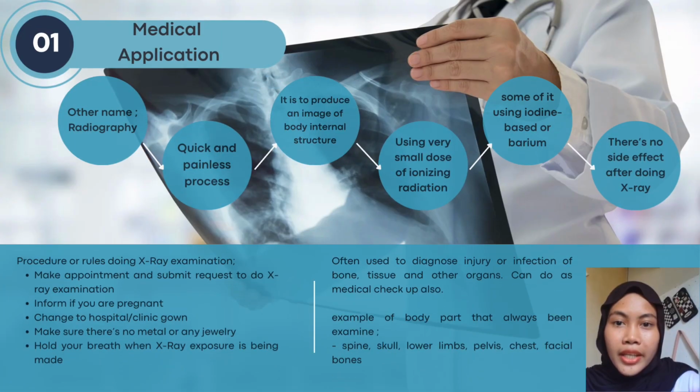The first one is medical application, or we can call it radiography. It is the most basic form of medical imaging, a quick and painless process. In this application, X-ray machines are used for producing an image of the body's internal structure using a very small dose of ionizing radiation, or some may use iodine-based or barium contrast to help improve the visibility of the image.